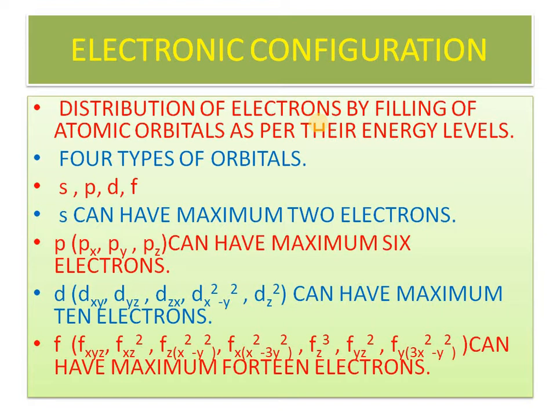You need not remember these types of orbitals. 7 into 2, 14. So 14 electrons can be accommodated in the f orbitals. Therefore there are 14 elements in the f block, the lanthanides and actinides. And in the d block, there are 10 elements in each row.